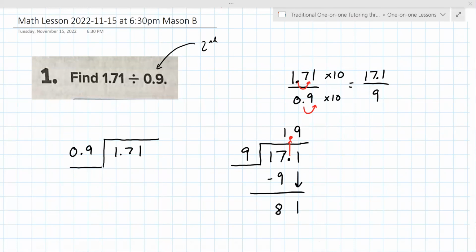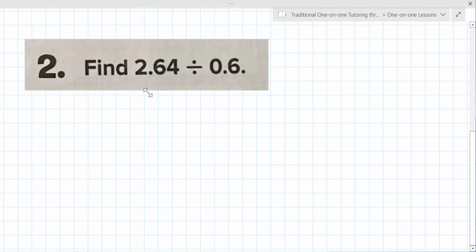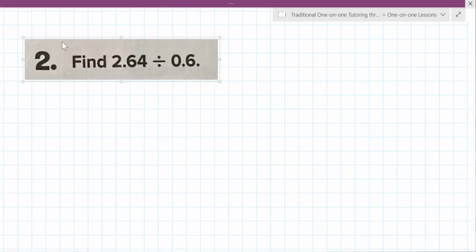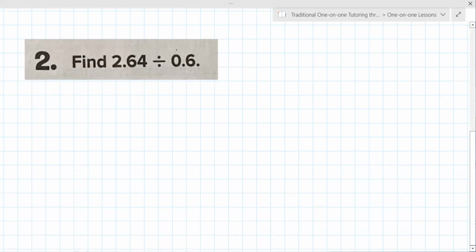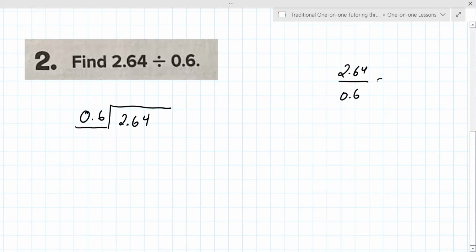Okay. So let's look at problem number 2. So it's the same issue. It's like, hey, you got to do the same division. 2.64 divided by 0.6. Put the 0.6 on the bottom and the 2.64 on the top, and then multiply it by 10. Yeah, exactly. Because you see here, there's a problem. You need a whole number. So 2.64 is on top, like you said. You multiply them both by 10.